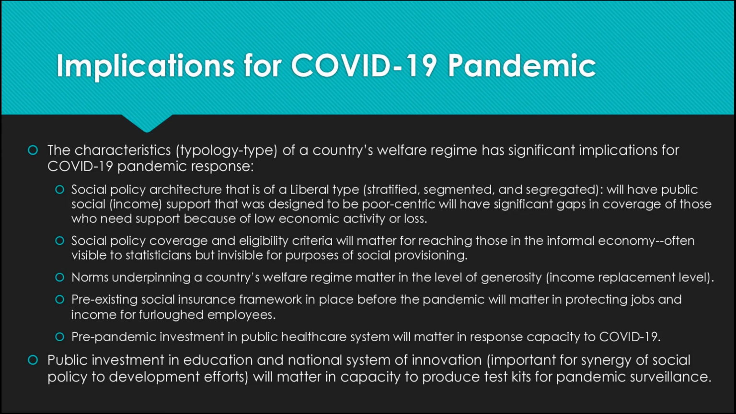The norms underpinning a country's welfare regimes also matter in terms of the level of generosity and income replacement. This matters as much in the use of public social assistance schemes to relieve income loss during a pandemic. It matters as well in the use of unemployment insurance funds to support jobs and income during the pandemic. The norms of stingy residual social assistance will spill over into what public authorities consider sufficient support to mitigate income loss as a result of the pandemic. In the case of unemployment insurance, the level of pre-pandemic generosity of income replacement will frame the income replacement rate in response to the adverse livelihood impact of the pandemic.